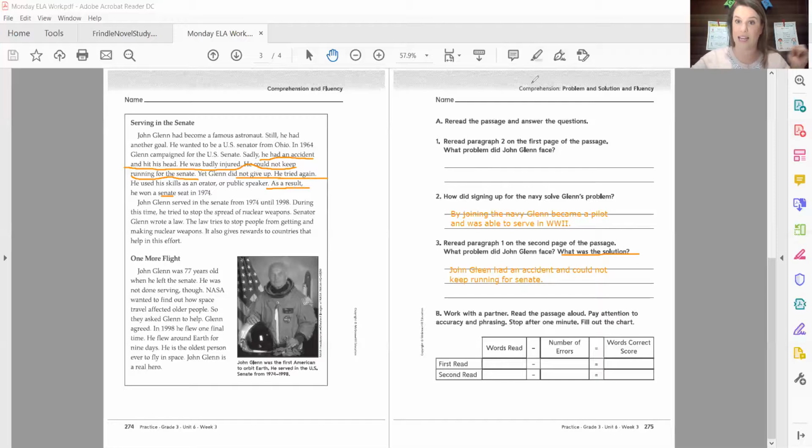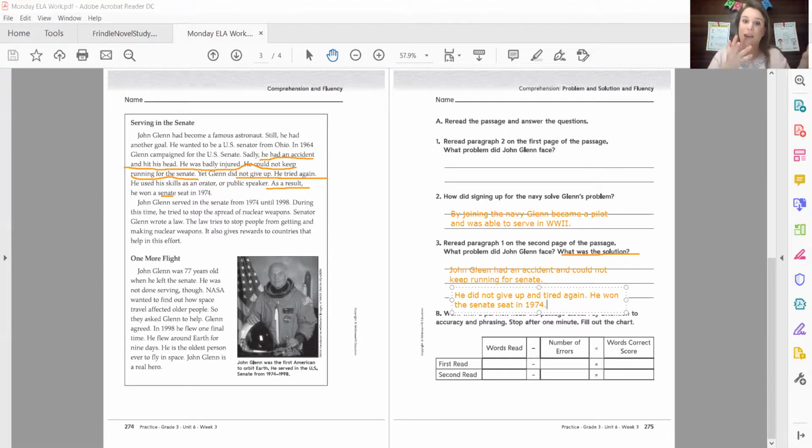That's what I'm going to put. So there's just some events that he did. He did not give up and tried again. Let's put that down. So what was the solution? He did not give up and tried again. And the solution was he won the Senate seat in 1964. Directly from the text, I use exactly what I read in the text.